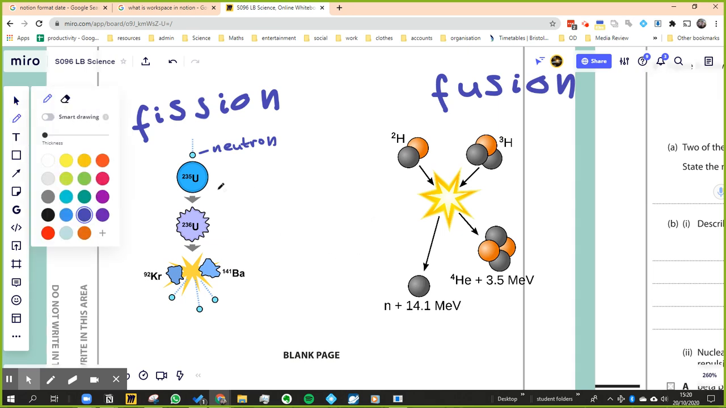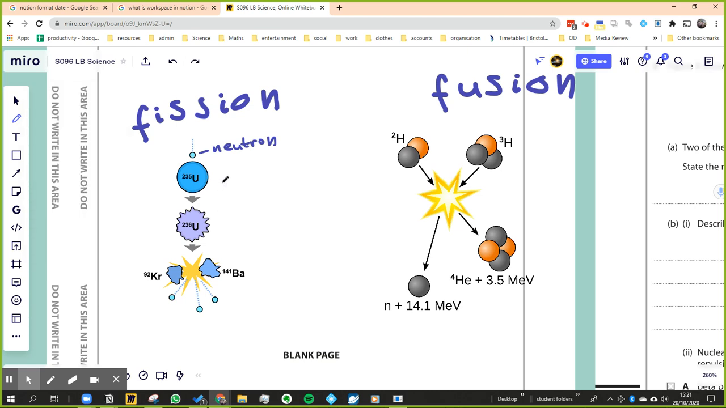So what's going on here? Well, basically you have a nucleus of an atom, often uranium for fission. And what we're going to do is we're going to give it a neutron. Now, a lot of people make the mistake that the neutron is being fired at it quite quickly in order to break it apart, because what eventually is going to happen is it's going to break apart. But it's not fired.